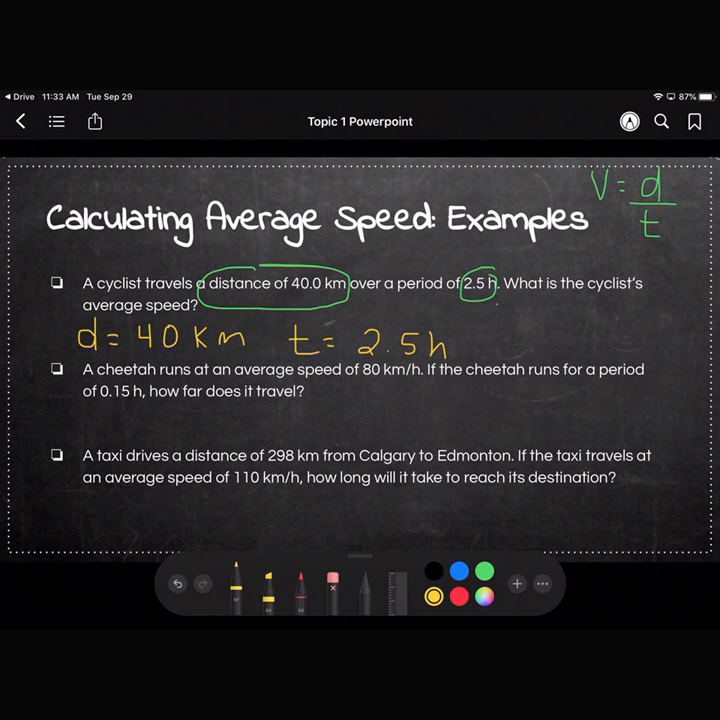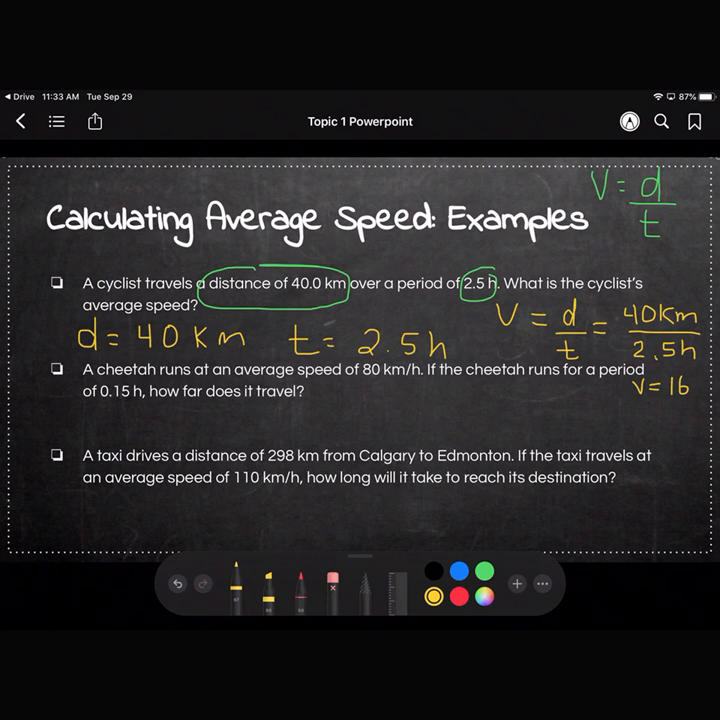The v is what we don't know. So the formula is v is equal to d over t. Let's plug in our d, 40 kilometers, over time, which is 2.5 hours. Has anyone calculated it? 16. How do we calculate it? We take 40 divided by 2.5, which gives us 16. I don't really have space to write it, so I'll just write it down here. v is equal to 16.